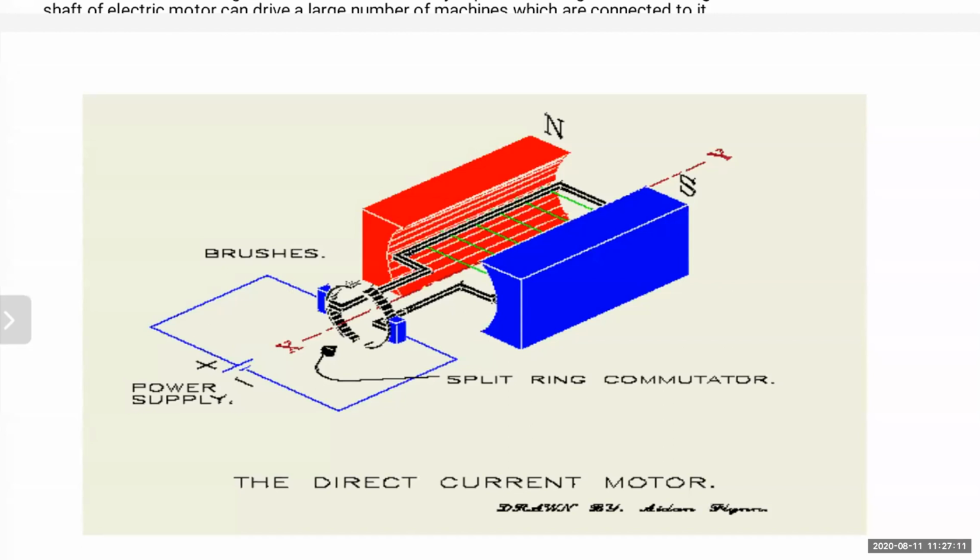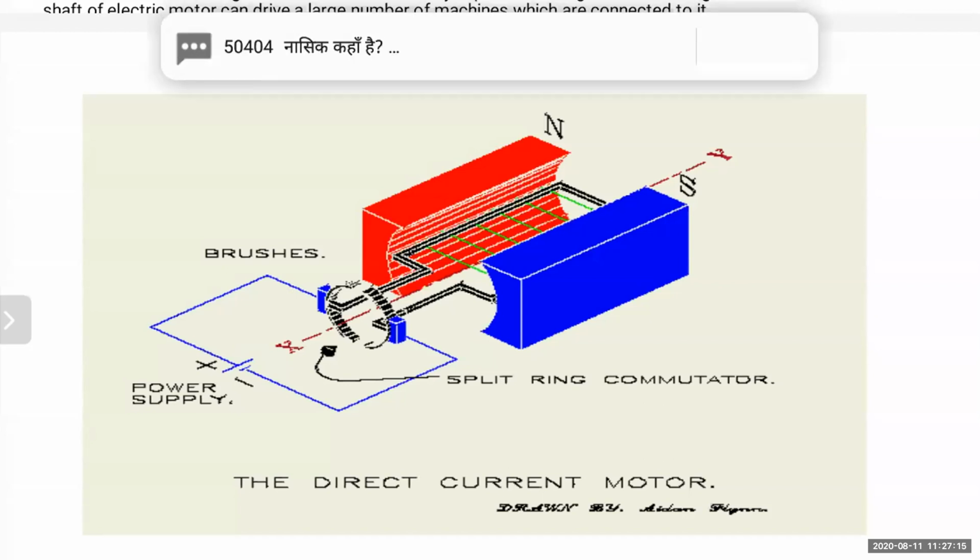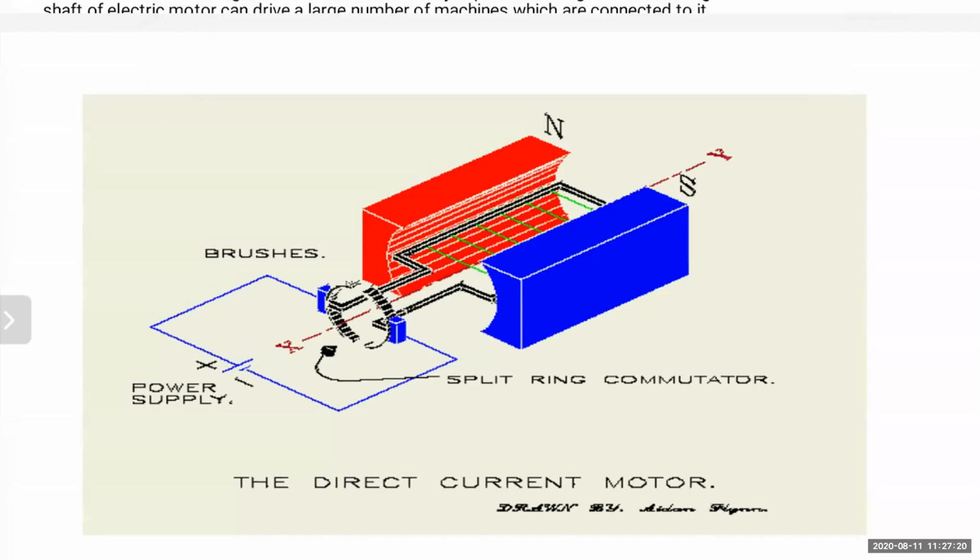And in the working, the direction of the coil is always anti-clockwise. Each and every half rotation, the direction of the loop is anti-clockwise. So this is the working of the electric motor.